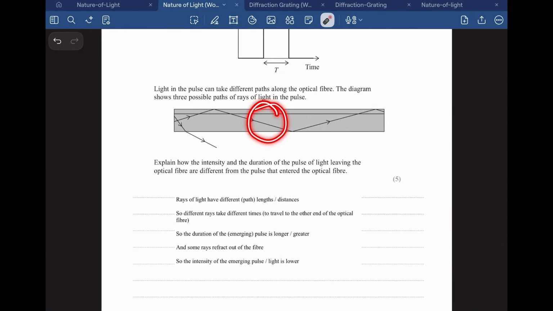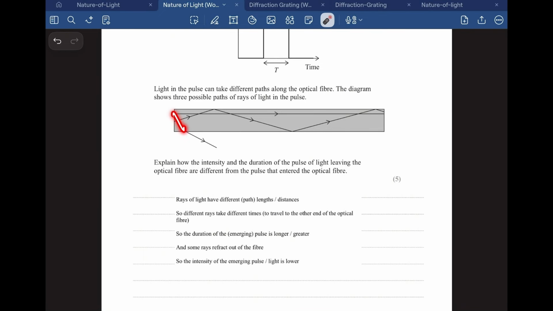That's why the duration of the pulse is going to be longer, because the three rays together make up one pulse. As the three rays take three different times to move from one end of the optical fiber to the other, the whole pulse is going to take greater time, so the emerging pulse duration will be greater.